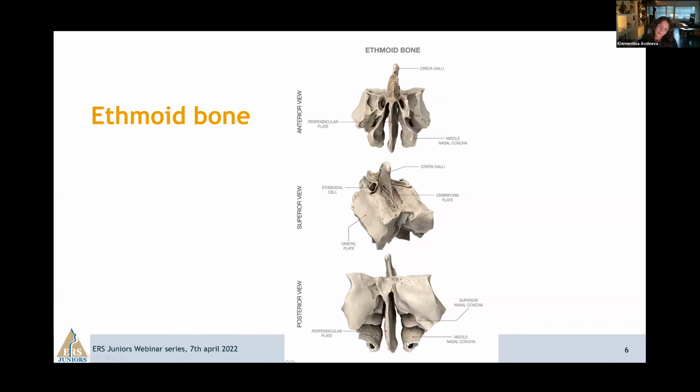Labyrinths are formed by the middle and superior turbinates and ethmoid cells. And laterally to each labyrinth, there is an orbit that's formed by the orbital plate, or lamina papyracea, a thin bony wall.